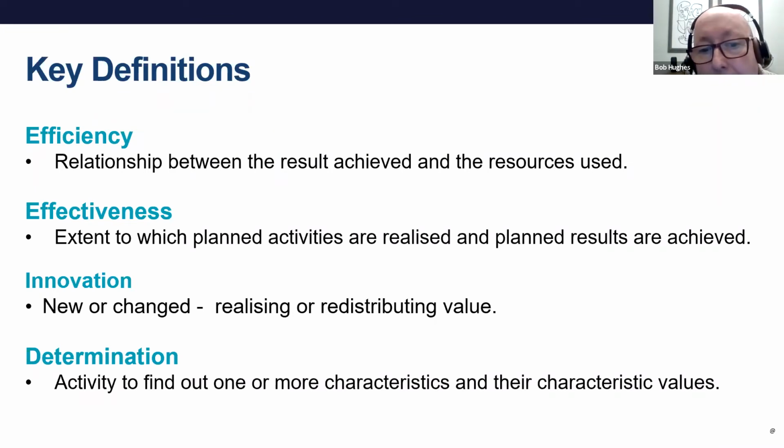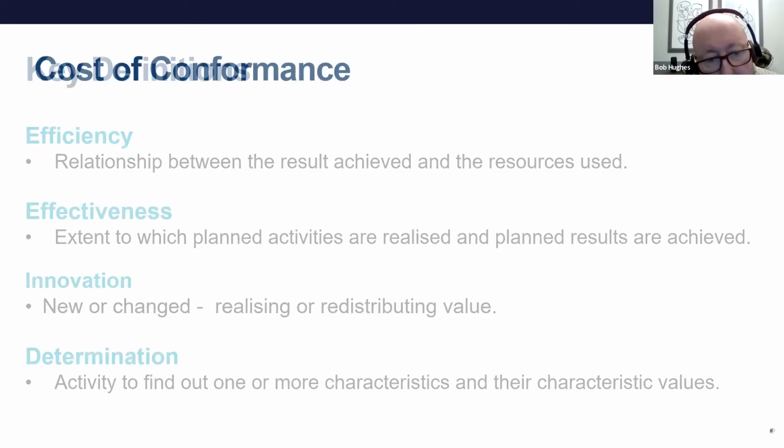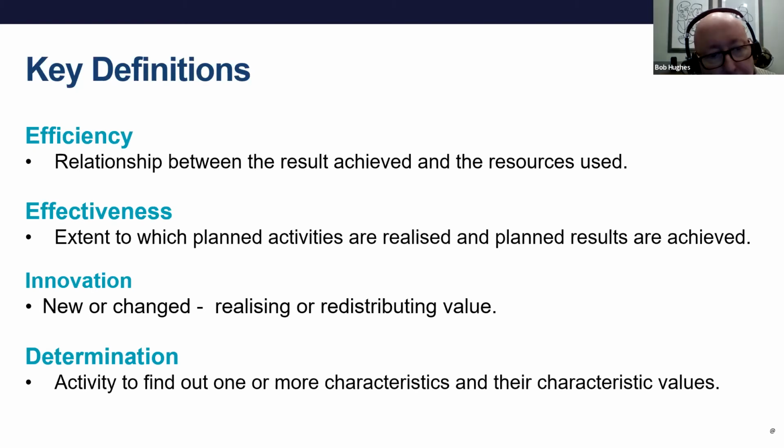Determination, the activity to find out one or more characteristics. So what are the characteristics of the job? The characteristics are risk points. If we look at drawings as an example, what are the critical characteristics on the drawings that potentially have an impact on feasibility and an impact on risk management? That's clause 6.1, actions to address risk and opportunity, more and more coming into cost.